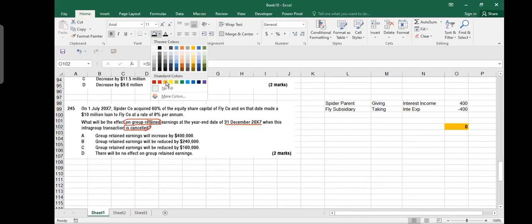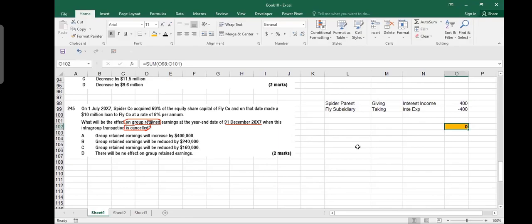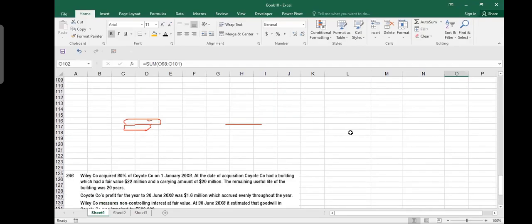Answer is no effect. There will be no effect on the group retained earning, because one has interest income, another has expense. They will cancel out each other. Then even when you eliminate, it will have no effect. So that was pretty simple.